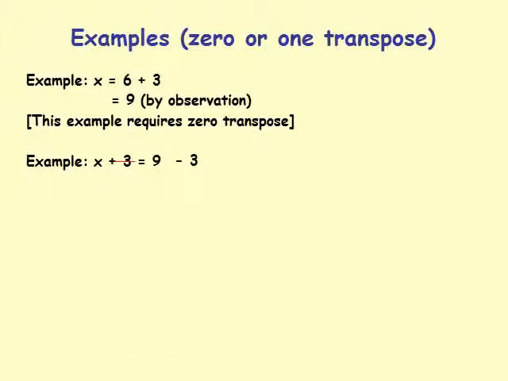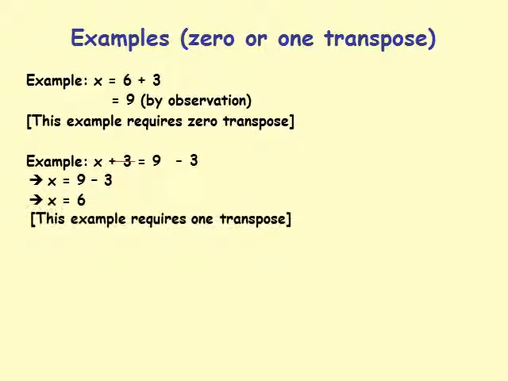So we just move that plus 3 to the right and it becomes a minus 3. 9 minus 3 is 6. So x is 9 minus 3, an extra step here, and x is 6. That's the answer. So this example requires 1 transpose. We transpose plus 3 to the right, which becomes a minus 3.